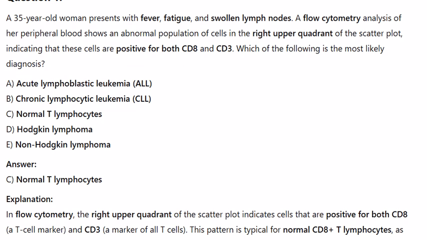A. Acute lymphoblastic leukemia, ALL. B. Chronic lymphocytic leukemia. C. Normal T lymphocytes. D. Hodgkin lymphoma. E. Non-Hodgkin lymphoma. Answer: Normal T lymphocytes.